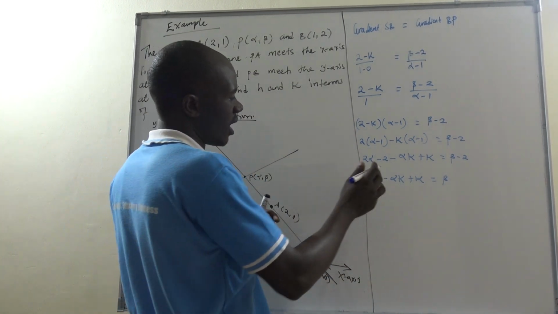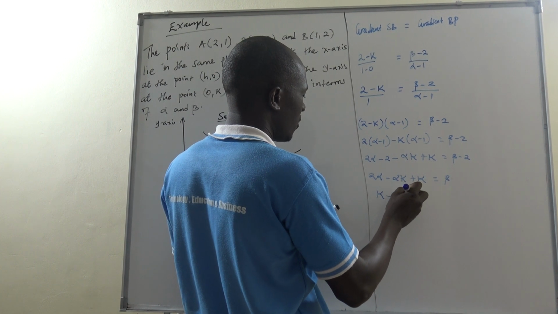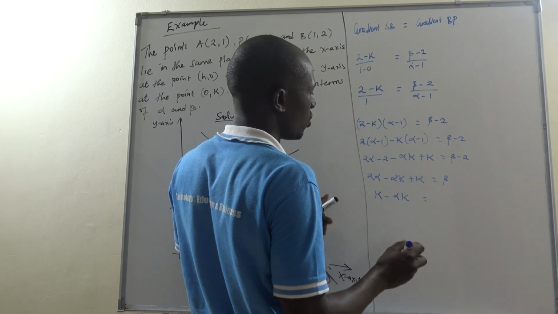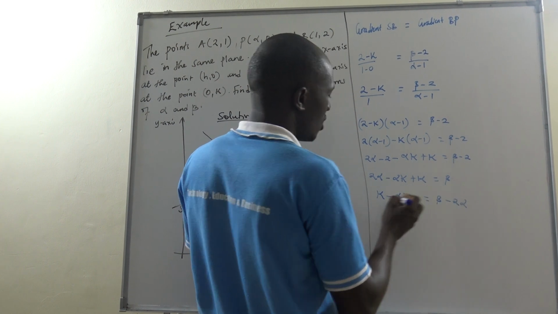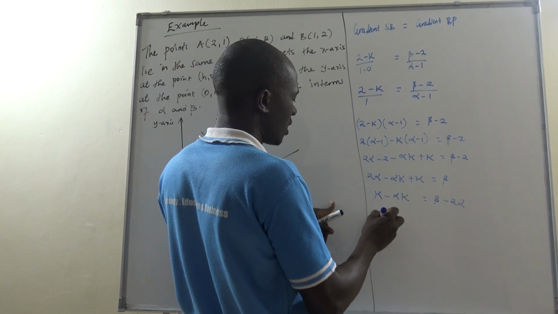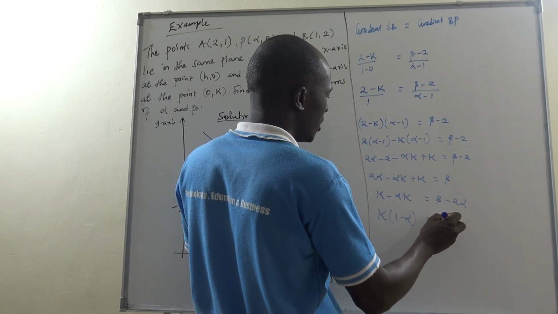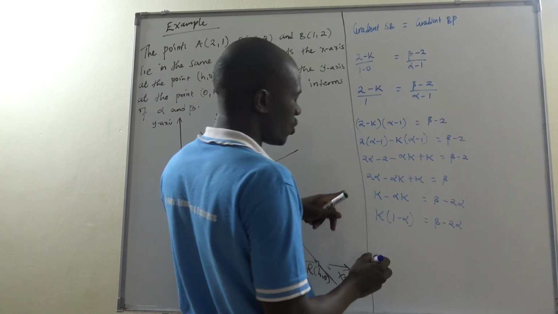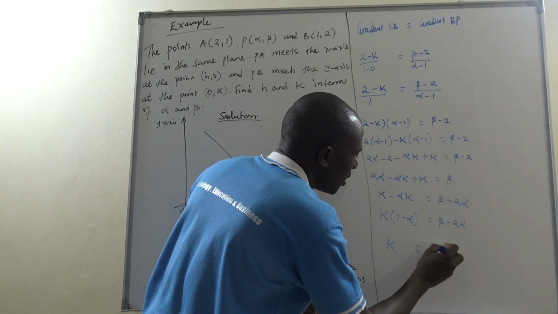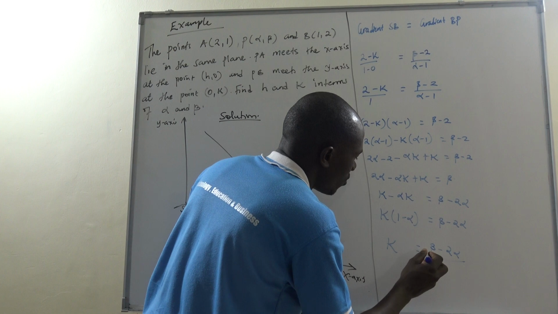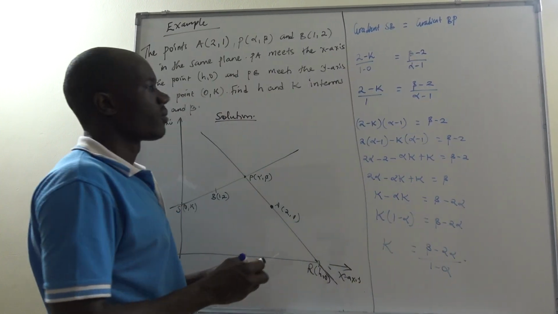Taking this to the other side, I'm remaining with k minus alpha k equals beta minus 2 alpha. What is common here is k, so I remain with k into 1 minus alpha equals beta minus 2 alpha. Making k alone, k equals beta minus 2 alpha all over 1 minus alpha. So this is the expression for k.